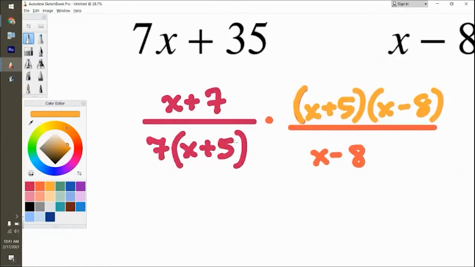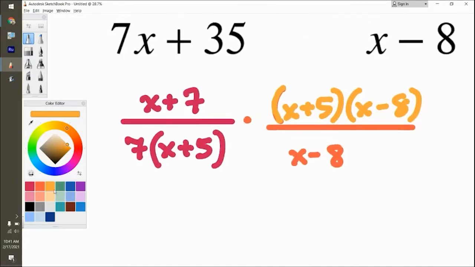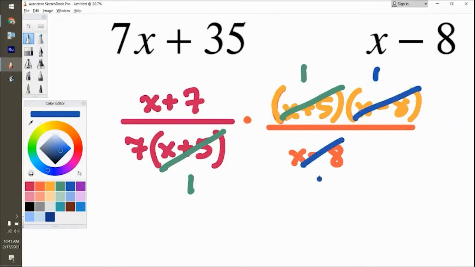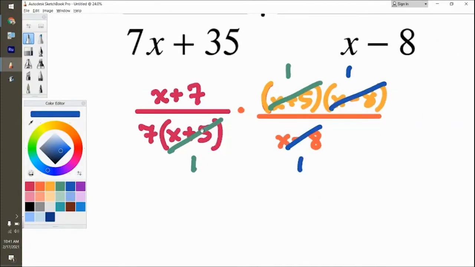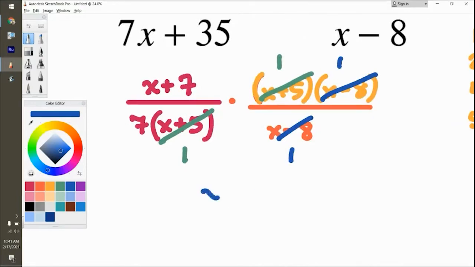Okay, and just like with the fractions, we can start simplifying things out. x plus 5 over x plus 5, that cancels, so it's 1 over 1. x minus 8 over x minus 8, that cancels. And you're left with x plus 7 over 7, and that's your final answer, essentially. x plus 7 over 7. A rational expression is considered completely simplified if there's no other common factors in the top and the bottom. So it's similar to how a fraction is when there's no common factors at the top and the bottom. Then you know it's fully simplified.